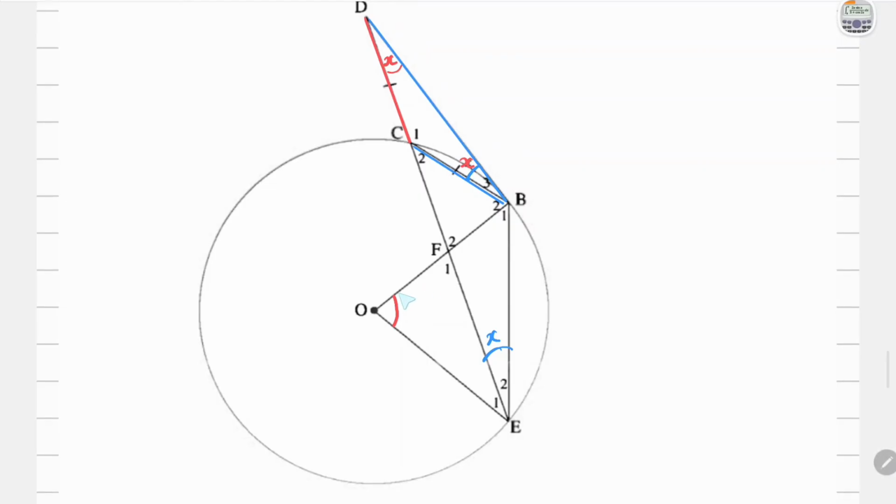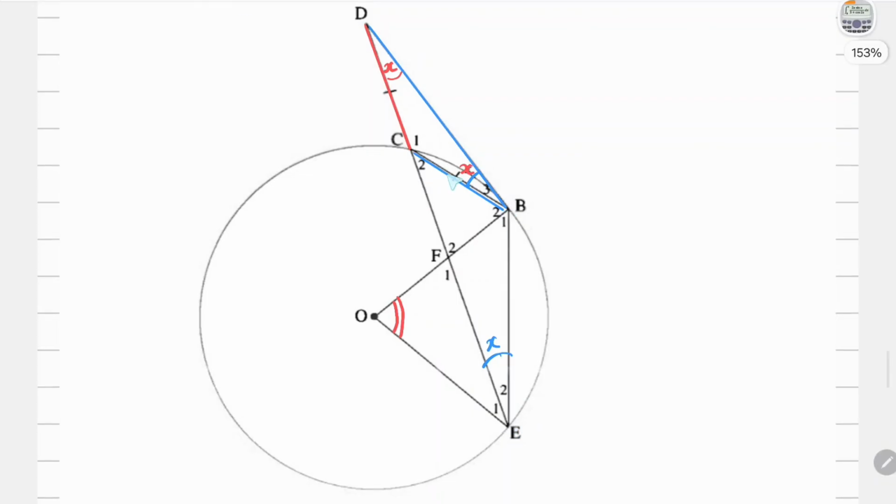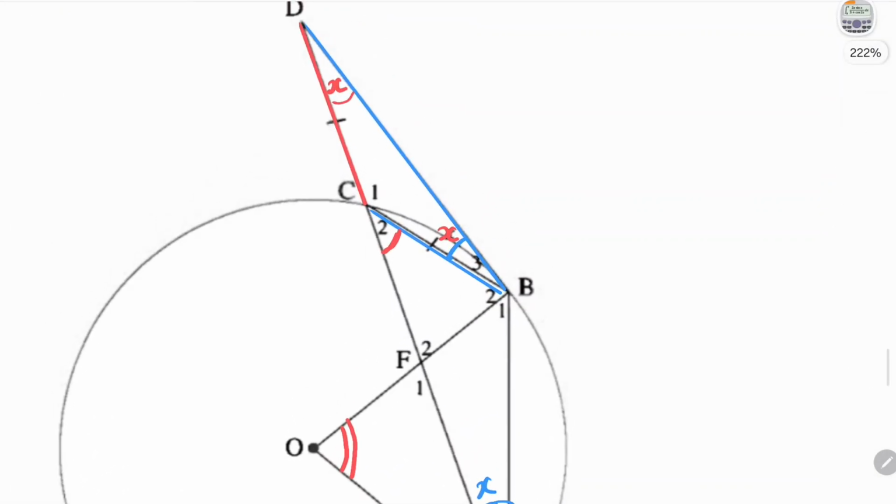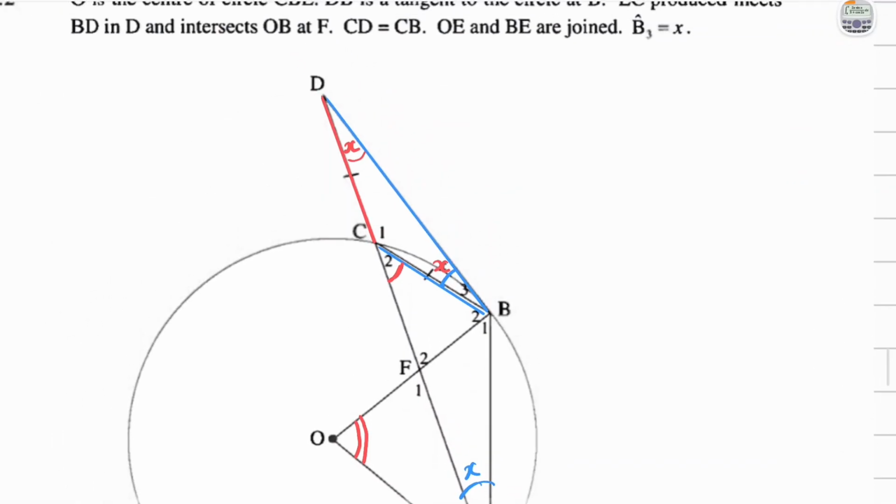So the angle at the center is twice the size of the angle at the circumference as long as they're supported by the same chord or arc. So which other angle at the circumference is also supported by BE? That will be this angle over here, angle C2. So since we know that, this is what we need to find. If we find angle C2, we will find angle EOB.